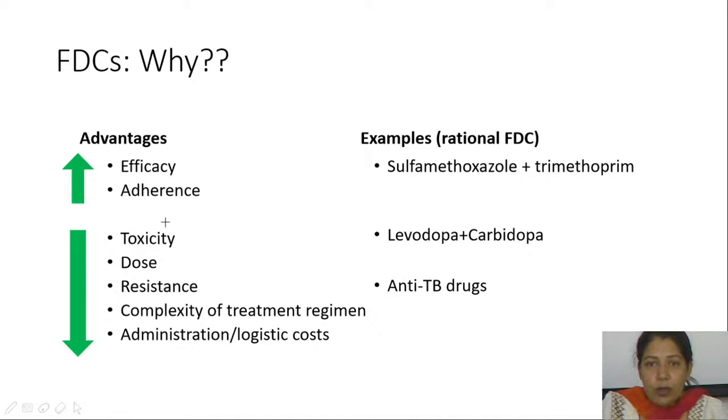It reduces the toxicity. For example, when you combine levodopa with carbidopa, carbidopa inhibits the peripheral metabolism of levodopa to dopamine, thereby reducing its peripheral adverse effects, and more dopamine is available in the brain for Parkinsonism patients.